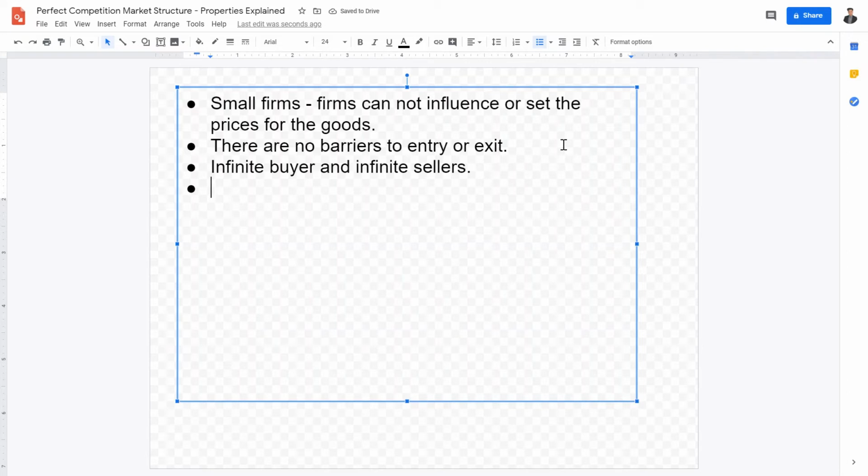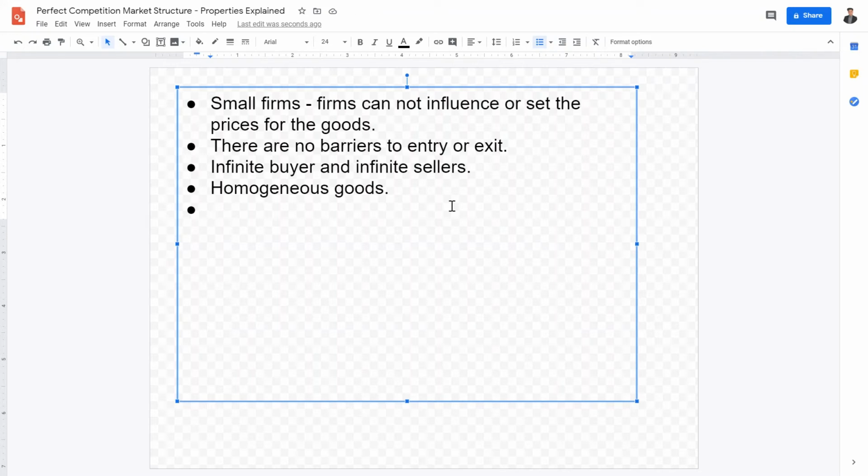That's the third criterion. Our fourth criterion is that these are homogeneous goods. Homogeneous goods basically means that these goods are exactly the same. These goods are identical, regardless of if we go to A provider or B provider or to number N provider. Each firm produces the same exact good.